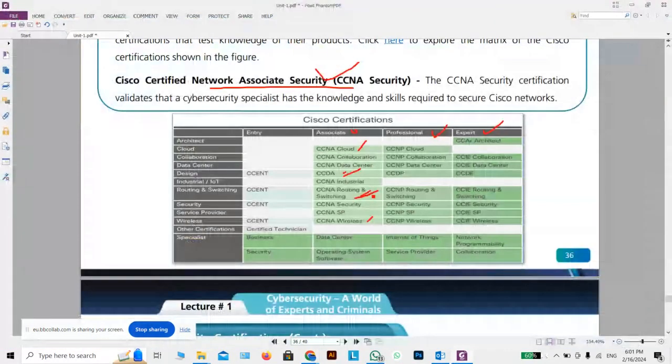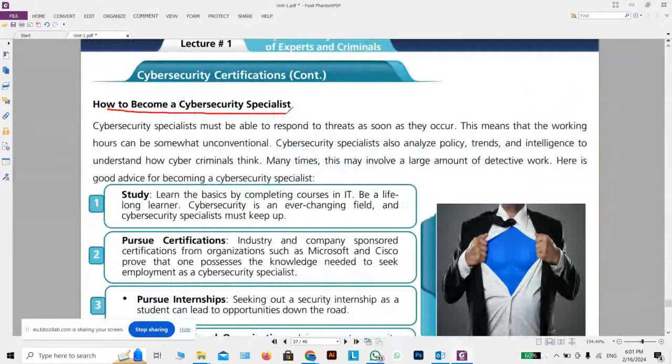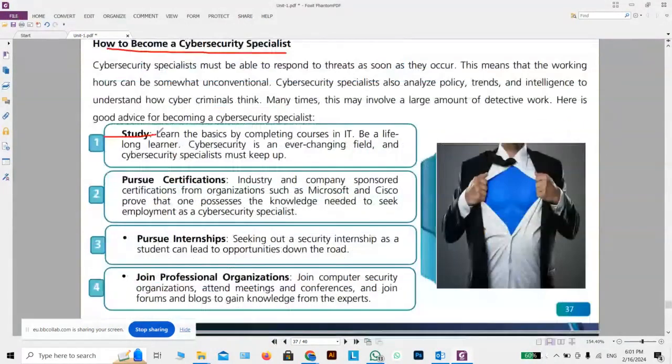Okay, you can also go for these kinds of certifications, moving from the first one, the associate level, then professional and expert. Then here is how you become a certified specialist. Here we study, pursue certifications, pursue an internship, and join a professional organization. This is a step by step. This is the normal procedure that we follow when looking for a job whenever we complete a degree.